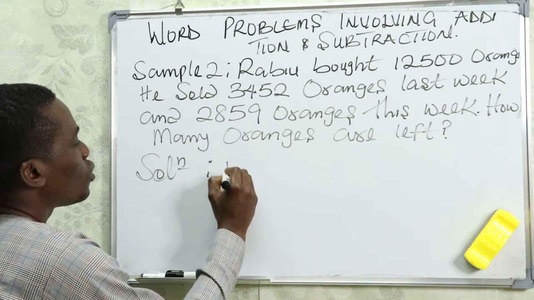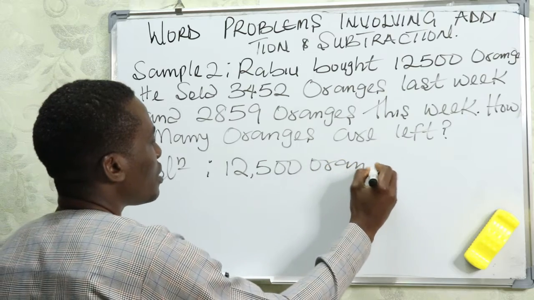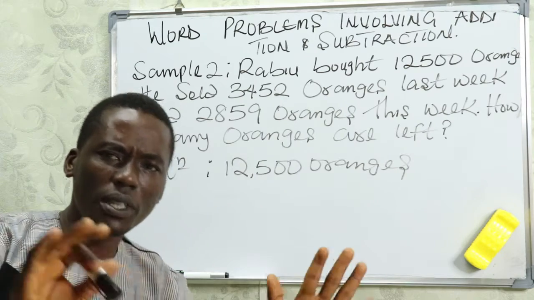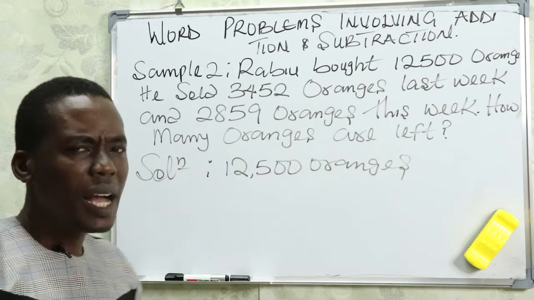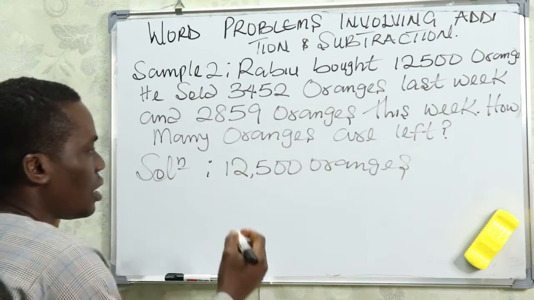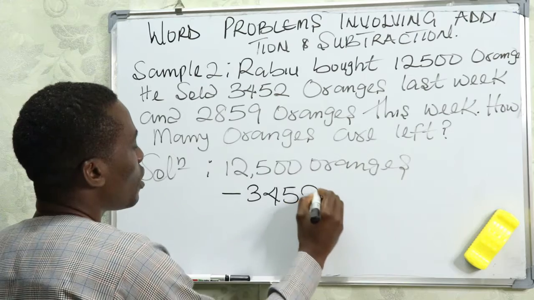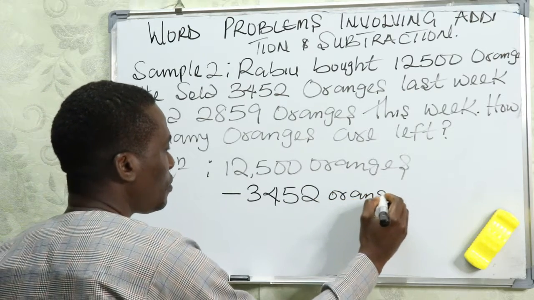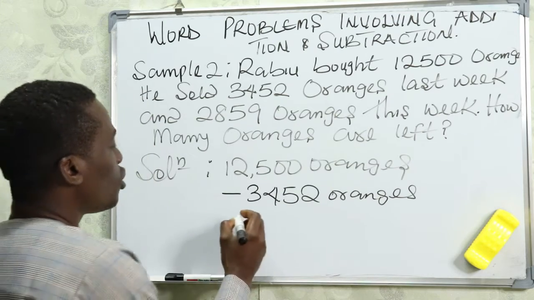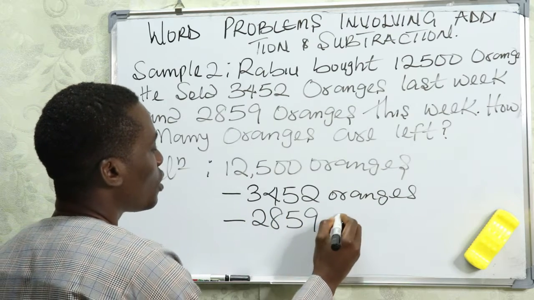Rabiu has what? 12,500 oranges, right? Now when he sold, it means giving away, is that not so? So Jamiu has given off 3,452 oranges. That is minus what? 3,452 oranges, right? Good. This week, last week he sold this amount. The other week he went ahead to also sell, subtract what? 2,859 oranges.